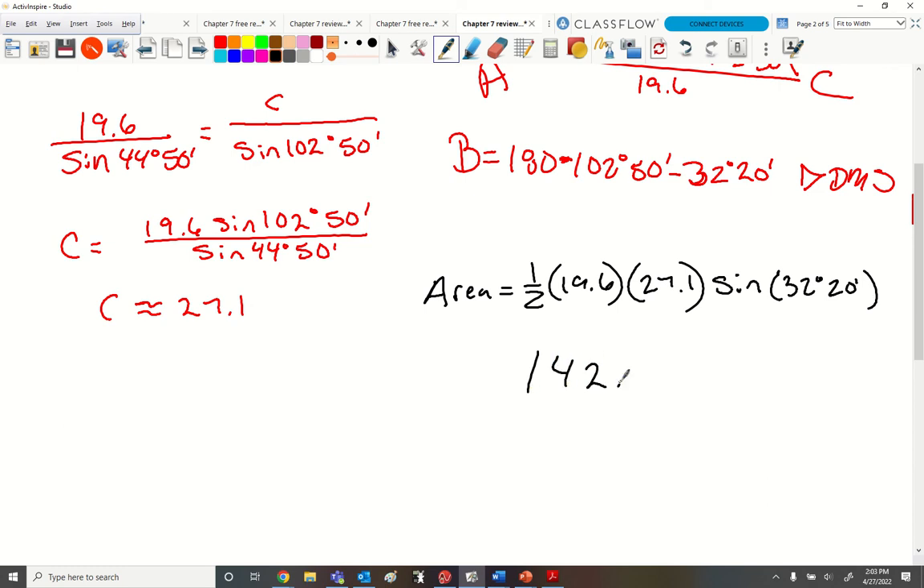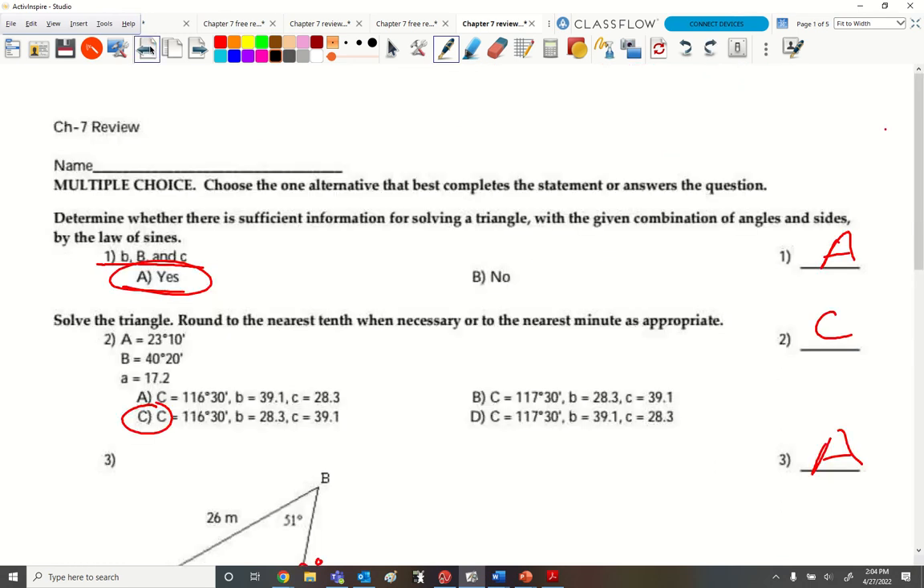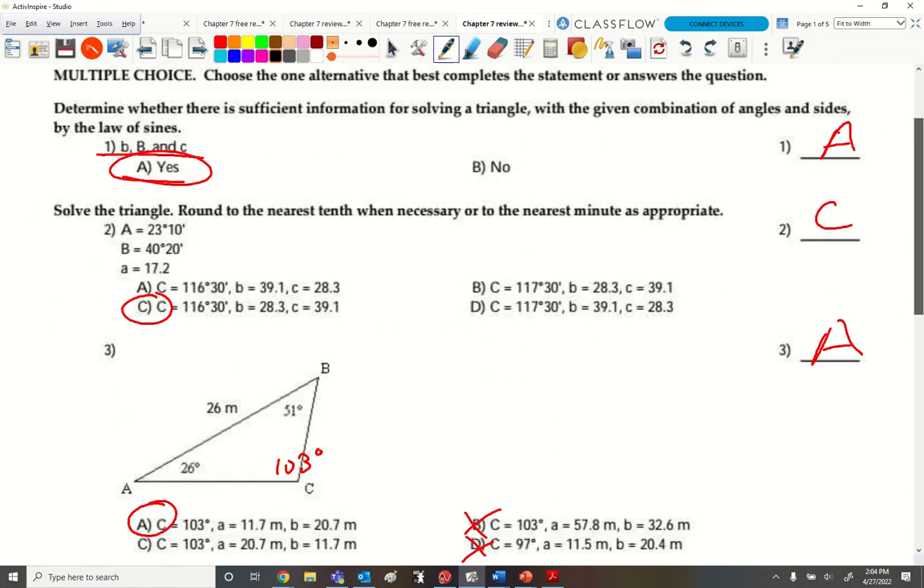And so my area is 142.044. So since this is a multiple choice, and even though we approximated, I can go back: 142.04. So let's see, that is going to be option. There we go.